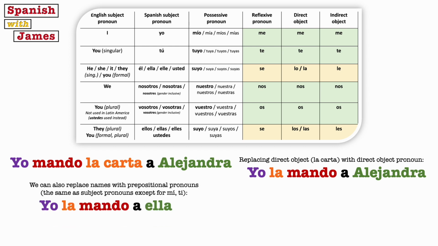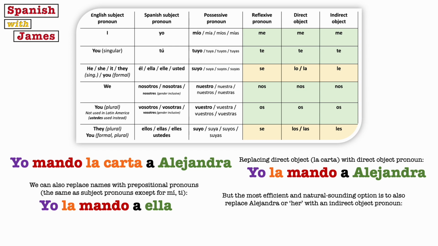I can also use something called a prepositional pronoun, which is a pronoun that goes after a preposition like to or with or for, and these are the same as the subject pronouns except for "mí" and "ti" instead of "yo" and "tú." Here what I'm going to do is just replace Alejandra with "ella." "Yo la mando a ella." I send it to her instead of I send it to Alejandra. Remember as well with "la mando," I send it. In English the word "it" is going after the verb. In Spanish it's got to go before. "La mando," it, I send instead of I send it.